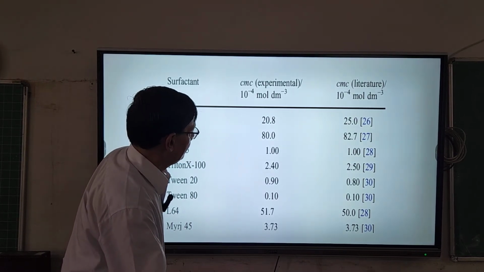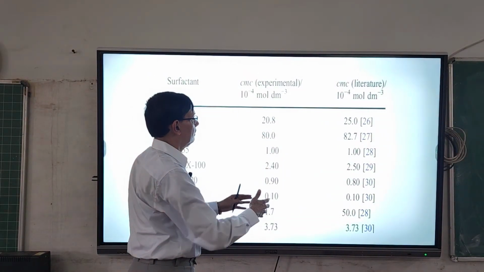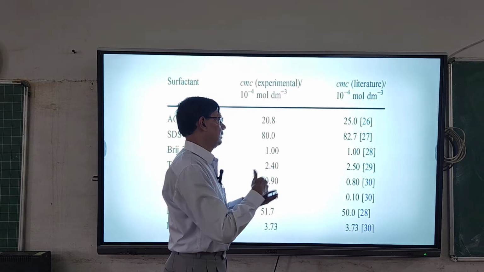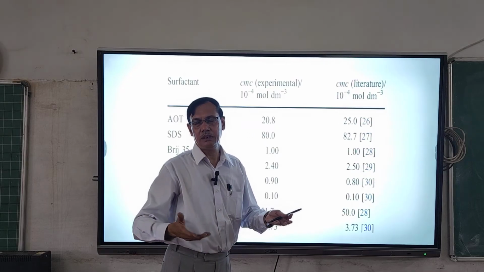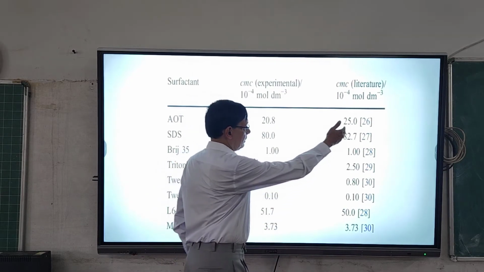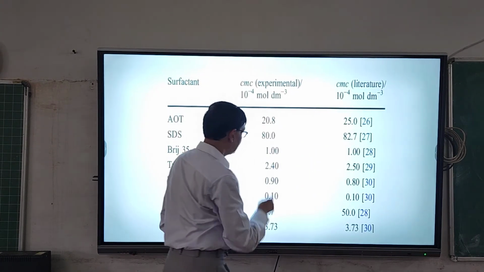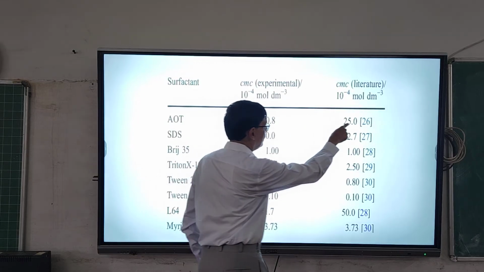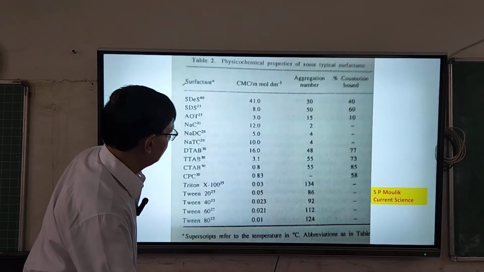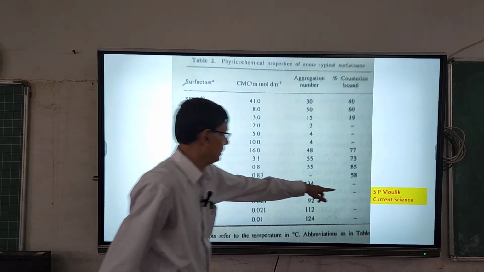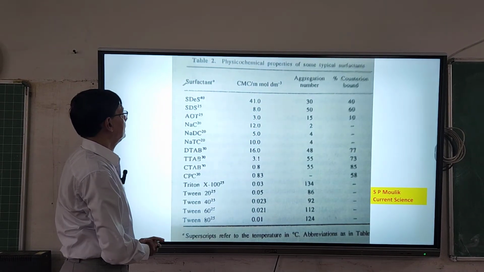Always there must be a correlation between your experimental method and the literature value, so whenever you do an experiment, you must compare with the literature, because for the last 50 years people have been determining the CMC. In some cases it is exactly the same, 1 and 1, in some cases 20.8, 25.0, like that. So you should not worry about these things. Now today I will give you that research paper of Professor Maulik. He has given a general picture of all these things.